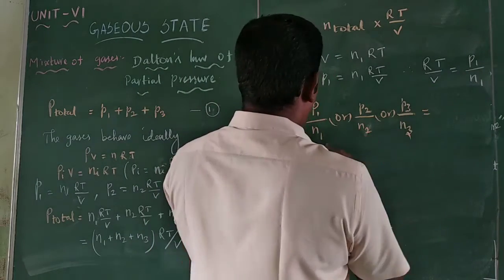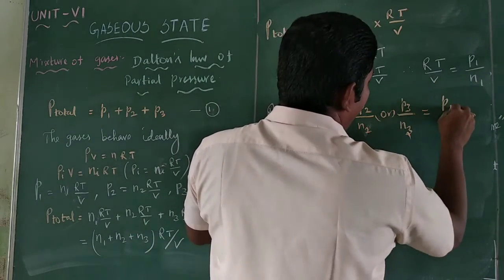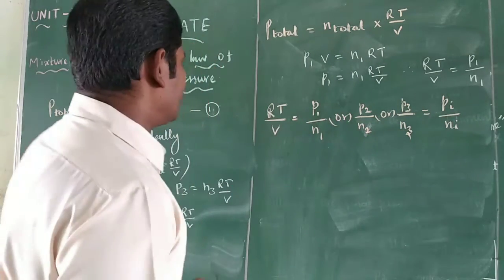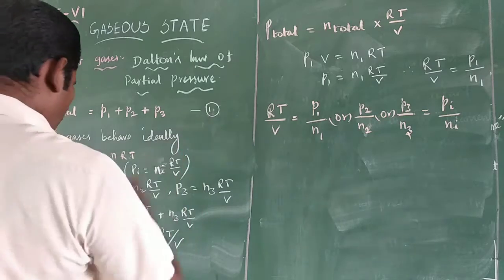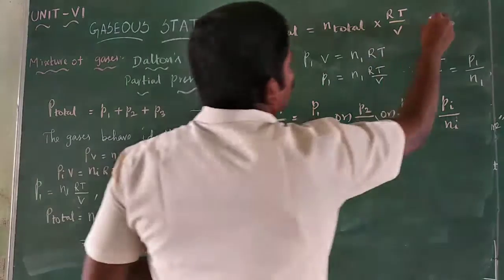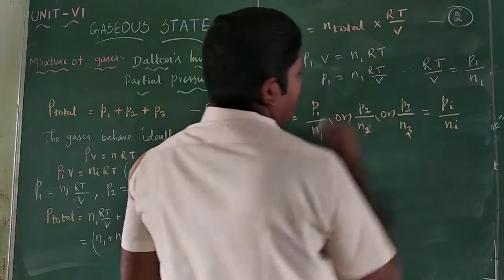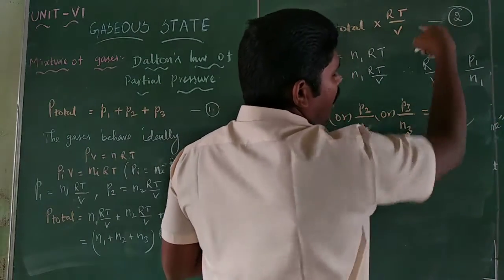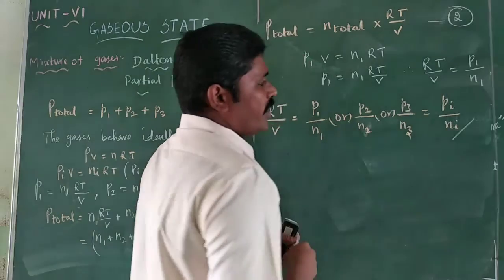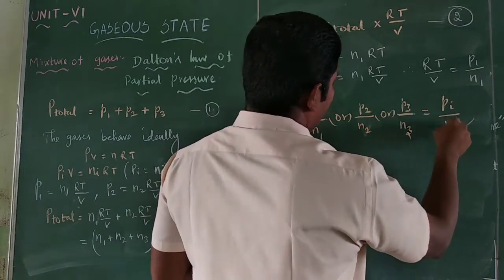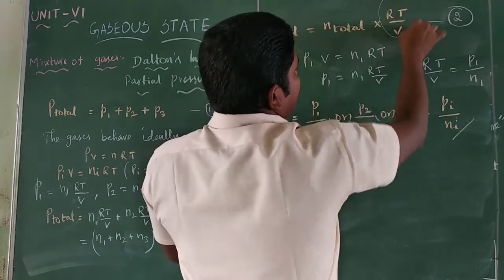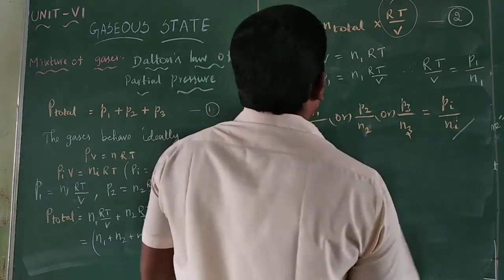So therefore Pi by Ni. So equation 1 and equation 2. So that value applies to equation 2. So RT by V is equal to Pi by Ni.